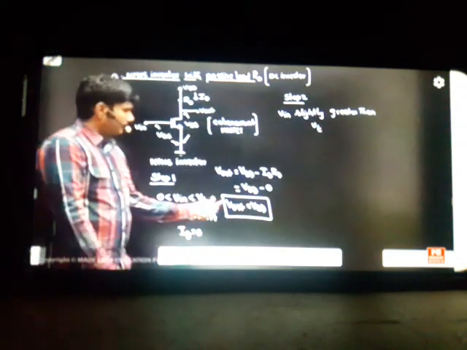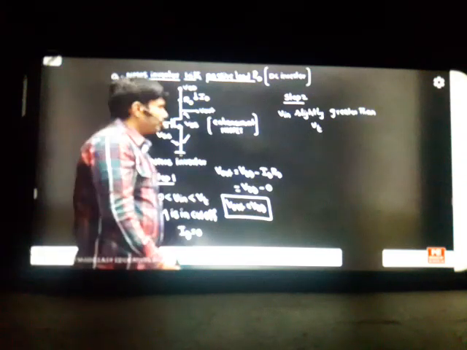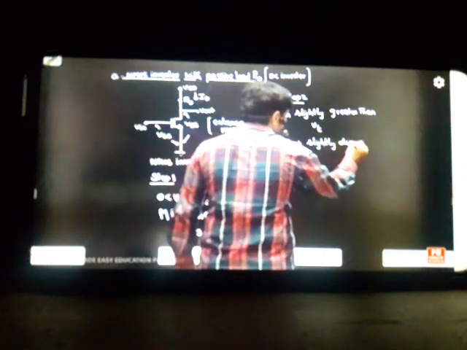So VIN is slightly greater than VT. What happens? Whenever the input is slightly greater than VT, your output will be slightly less than VDD. Your input is increasing, the output is slightly decreasing. From highest to lowest it is decreasing. So V out slightly decreases from VDD. This is the story.